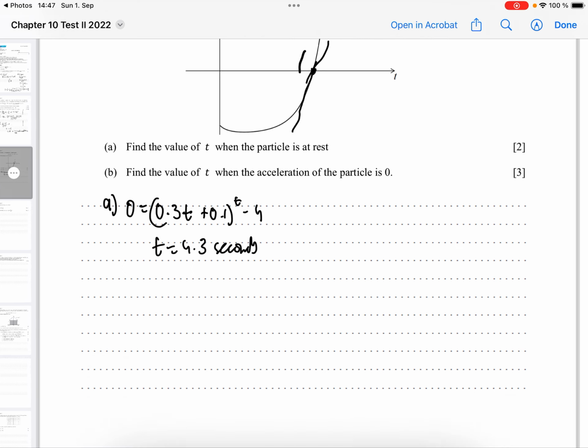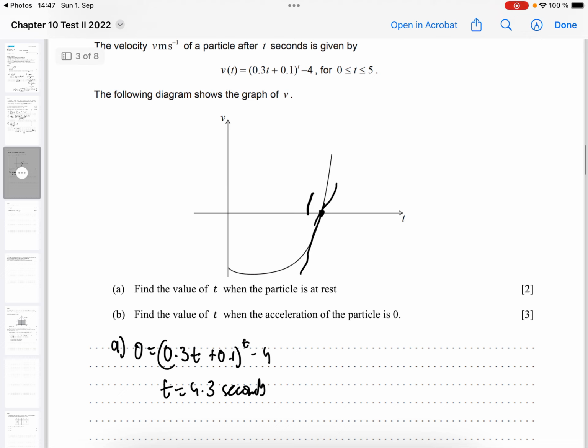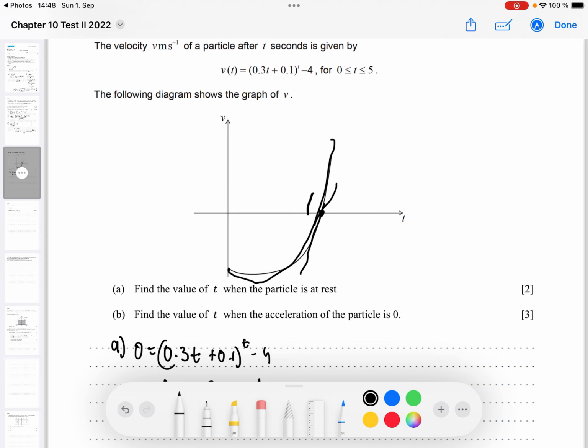Now this function is actually a bit tough to differentiate because it has t as the exponent, so we would actually need logarithms, but that is outside of the syllabus. So what we can do is graph the function onto our calculators, which will look something like this. And all we have to do now is use the tangent function on the calculator and try to find when the tangent gets really close to 0.